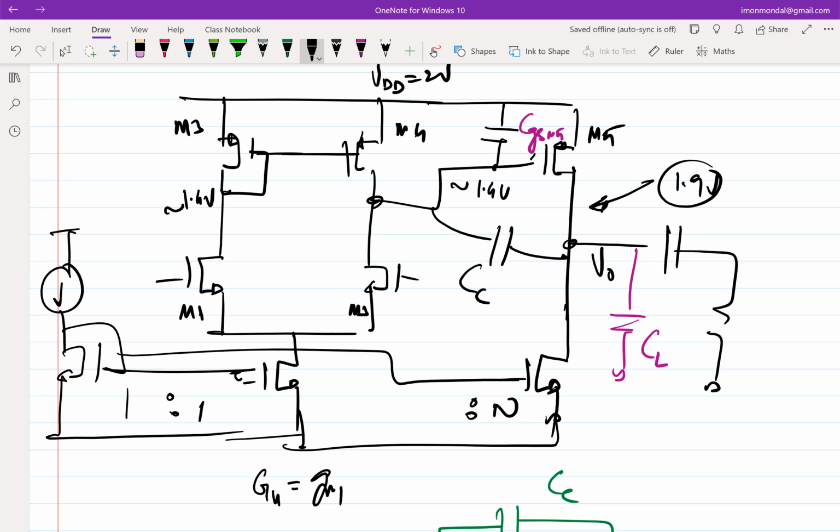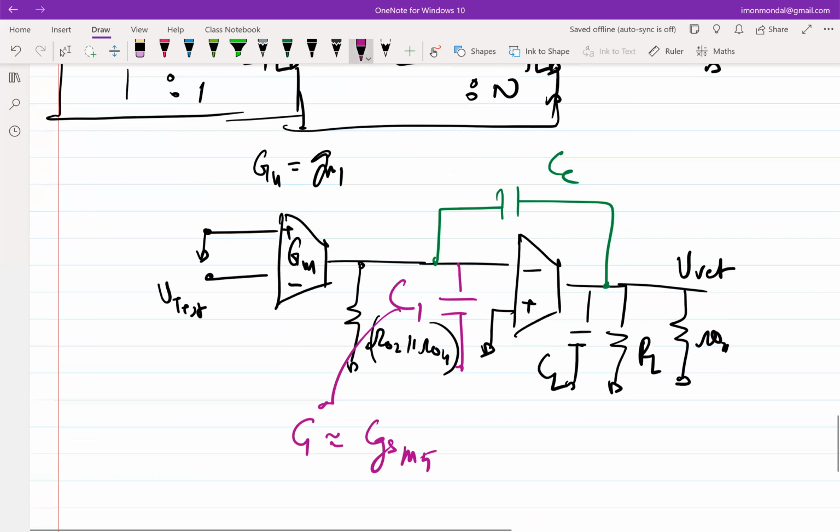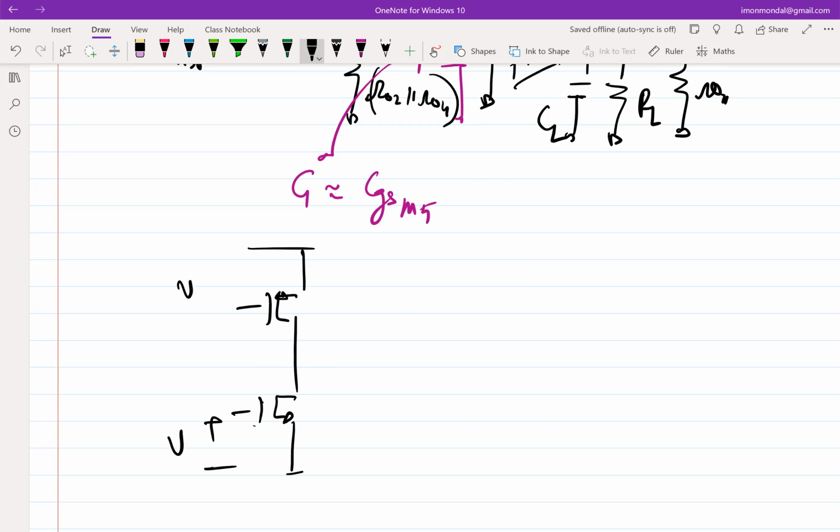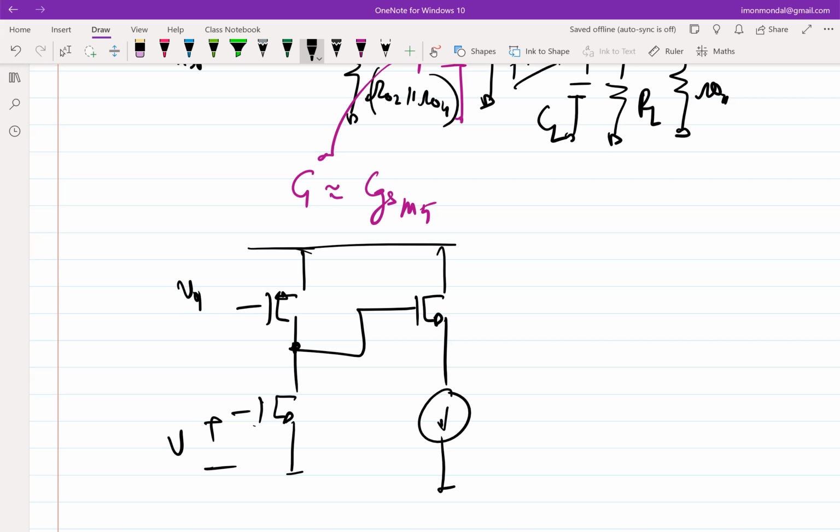So essentially what I'm saying is, if this is the second stage, this is biased with some constant, some other stage, this is V01. So what you can generally do is use a buffer, and the output impedance is of the order of 1 over GM. Let's say this is M8, 1 over GM8.